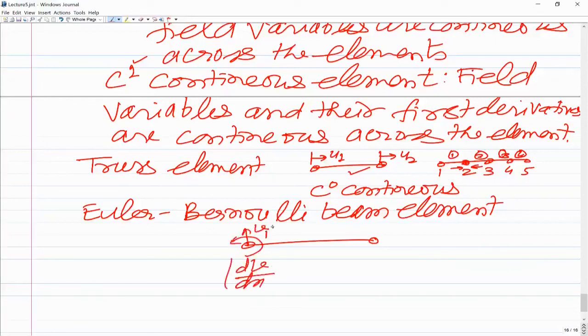So the field variable v as well as its derivatives are continuous across the element. So this is a C1 continuous element. So you will have v2 and you will have dv by dx at node 2 as the degrees of freedom.